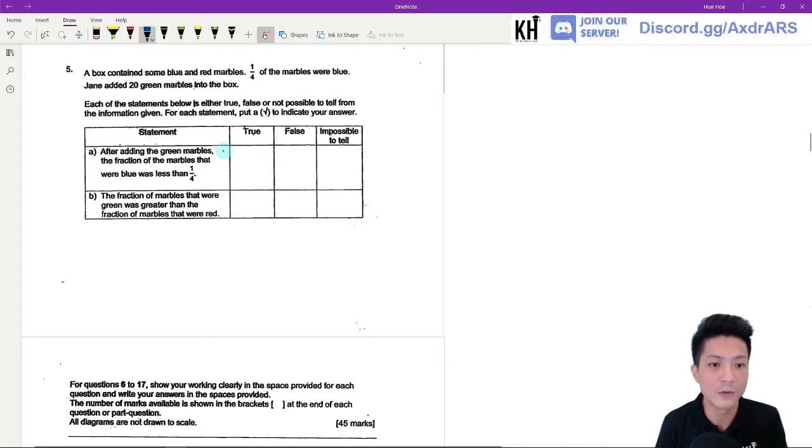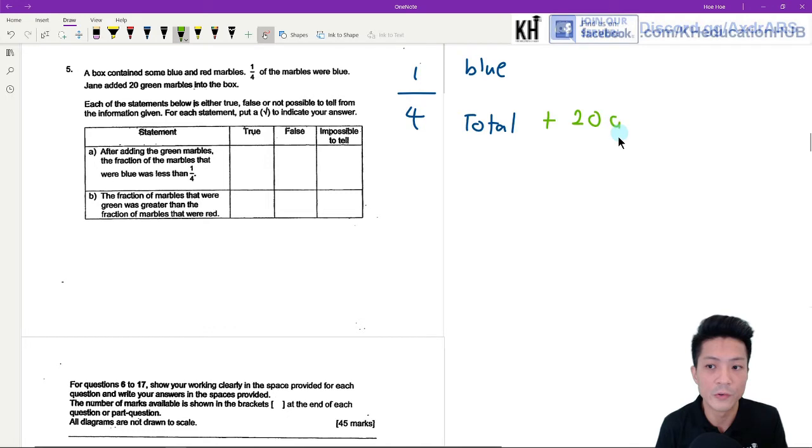For part A, after adding the green marbles, the fraction of the marbles that were blue was less than a quarter. Okay, so this is true because a quarter of the marbles were blue, right? So if this is 104, the unit on top is the blue, below is the total. If you were to add another 20 green, you'll be increasing the denominator, right? Which means that overall the fraction will decrease and you'll be less than a quarter. So for part A, it is true.